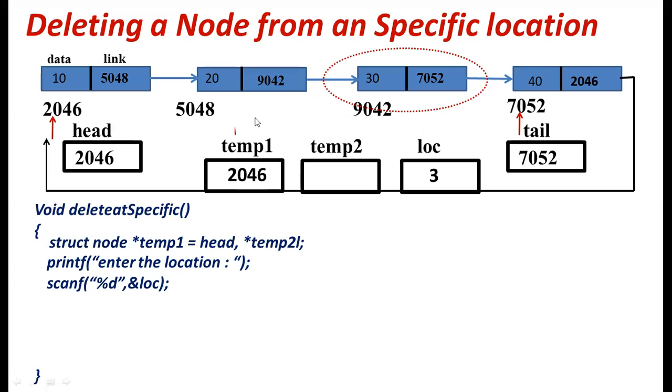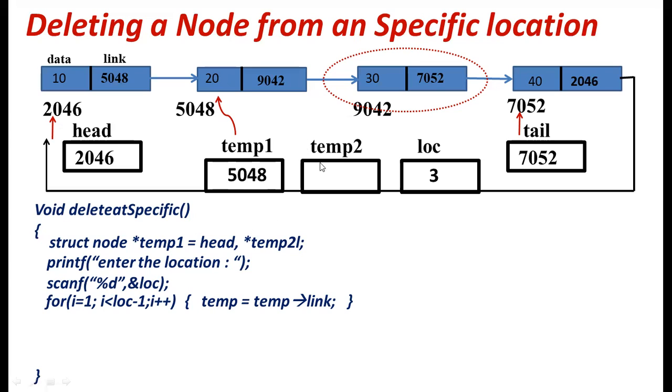So the logic we are going to write is for I is equal to 1, I less than location minus 1, not location, location minus 1, I plus plus. So here now my I value is 1. 1 is less than location minus 1, that is 3 minus 1, 2. So temp1 will be temp1 to link, that is initially temp1 is equal to the head value 2046, and its link is 5048. So 5048 got stored here. Now I plus plus, I will become 2. Location minus 1, 3 minus 1 is 2. 2 less than 2 condition is false. So my pointer temp1 will be pointing to this location and it will come out of the for loop.